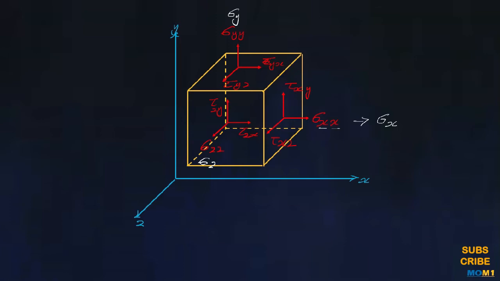Now here in this cube there are actually 6 faces, and on each face 3 stress components are acting. So it means there are a total of 18 stress components which are acting on this elemental cube.